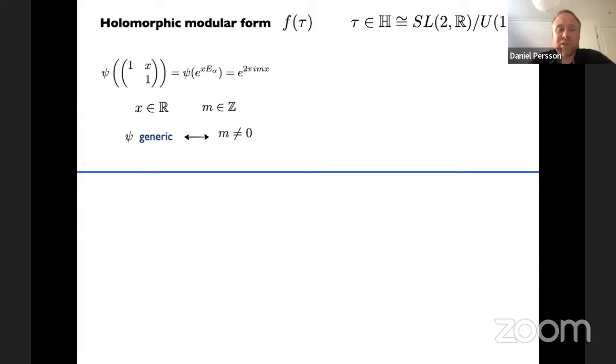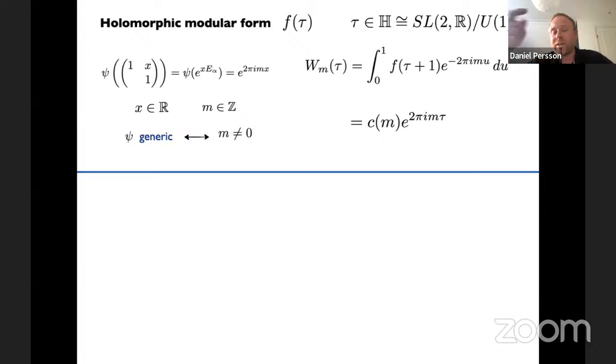Now, let me give some examples to connect back to what we have seen before. Suppose we have a holomorphic modular form. Then, as I said before, the character psi would be just e to the 2 pi i m x. And if psi is generic, then m is non-zero. So it's basically saying that psi is non-trivial. The integral over N of R over N of Z, you can think of just as the integral from 0 to 1. It's like a fundamental domain for this quotient. And then you just have the function f. Acting with n corresponds to tau plus 1. If you perform this integral, then you get just the Fourier mode, which is like q to the m, e to the 2 pi i m tau, like the q expansion of a modular form. And then c of m are some rational numbers.